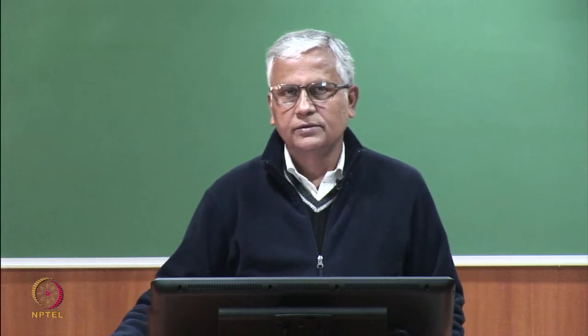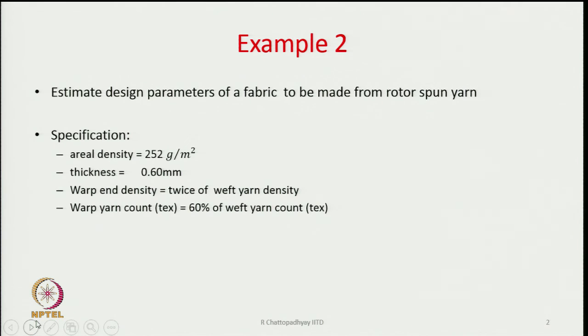We have earlier discussed the estimation of design parameters for technical fabrics. So, this is another example of the design. Let us say we have to estimate the design parameters of a fabric to be made from rotor spun yarns. All right. So, the yarn has been specified. The designer need not find out which yarn he has to choose, whether ring yarn, rotor yarn, or combed yarn. That is not important now. It has been specified that the yarn to be chosen is rotor spun.